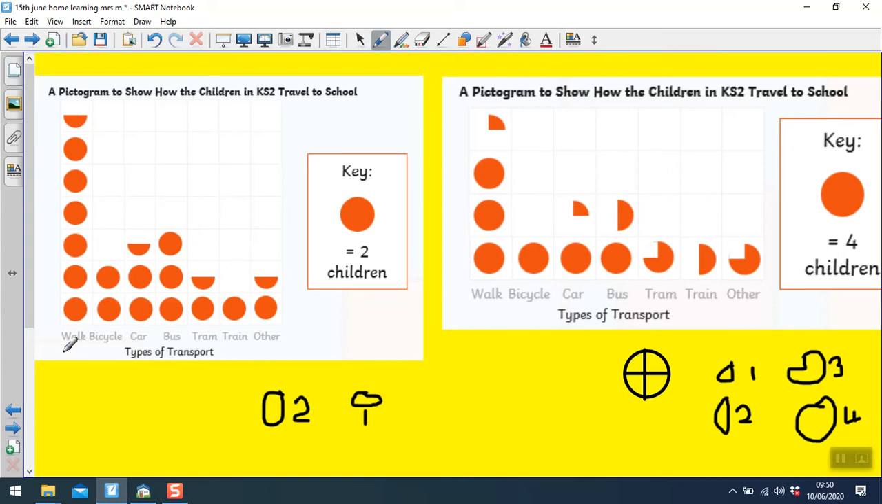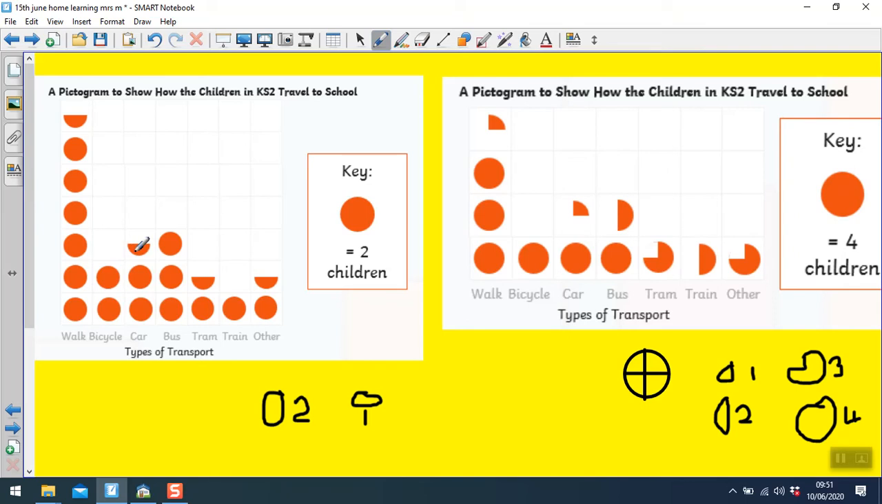How many children from this pictogram walked to school? It's 2, 4, 6, 8, 10, 12 plus 1, half of a circle. So it's 13 children walked to school. How many children from this pictogram went to school by car? It's 2, 4 plus half a circle is 1. So that's 5 children went to school by car.